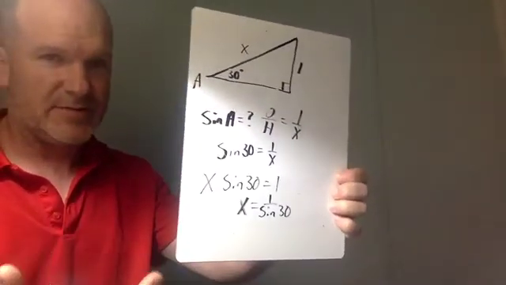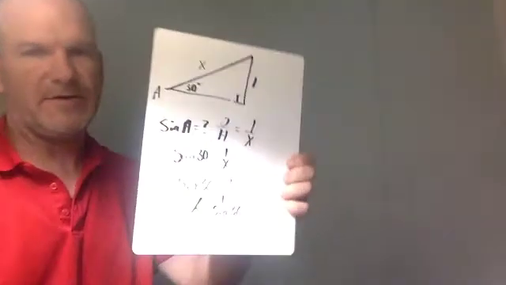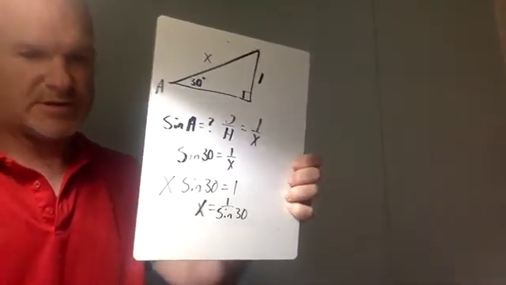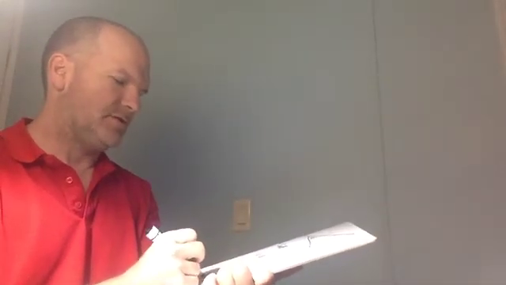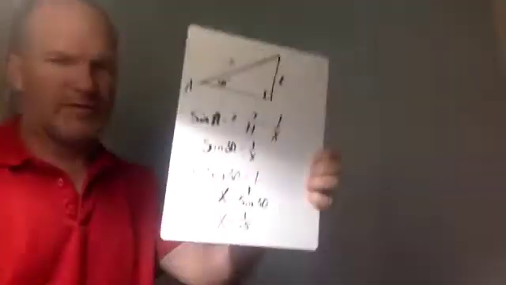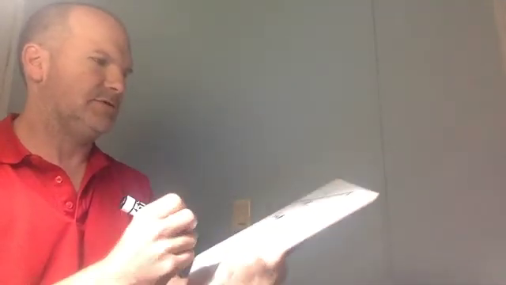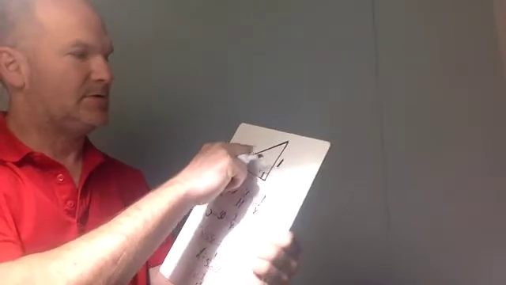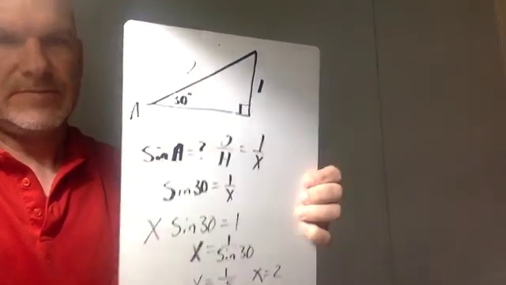Now to get the actual number, you have to use a calculator. So you get out your calculator and you turn sine 30 into a decimal by just hitting sine 30 on your calculator. And when you do that, you'll get 0.5. The sine of 30 is 0.5. So you have 1 divided by 0.5, and 1 divided by 0.5, how many times does a half go into 1? Twice. So x is equal to 2. So lo and behold, x was actually 2 when the angle is 30.